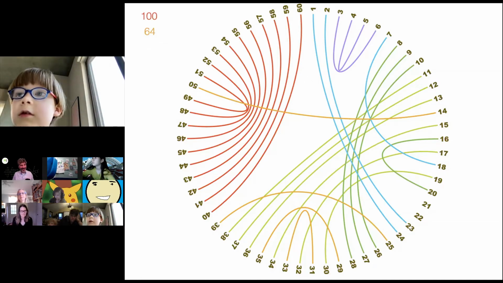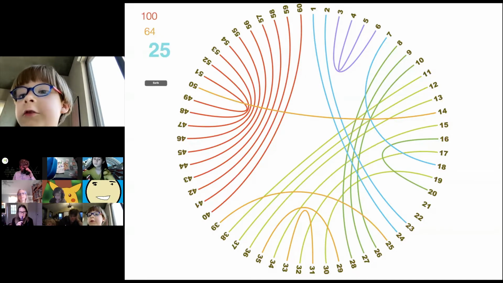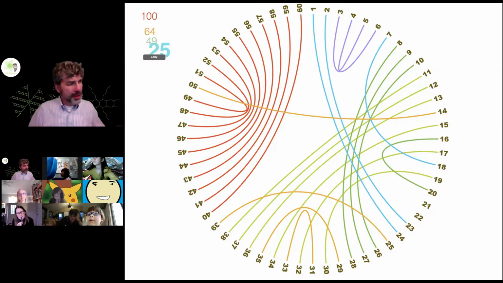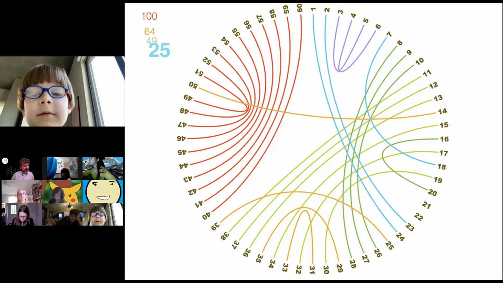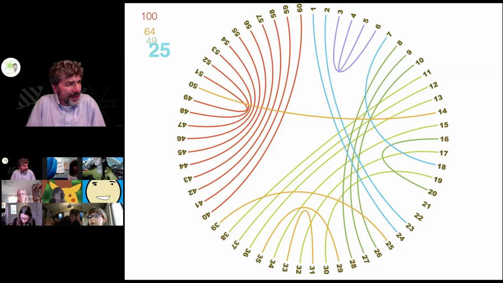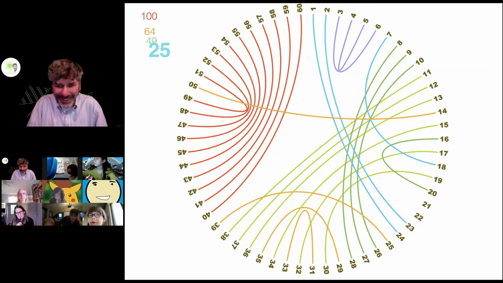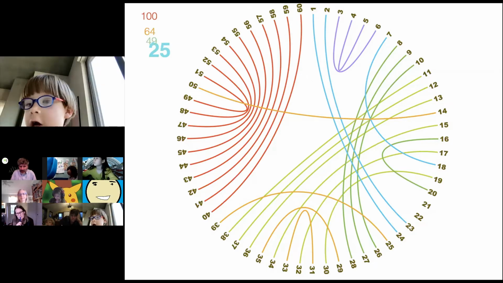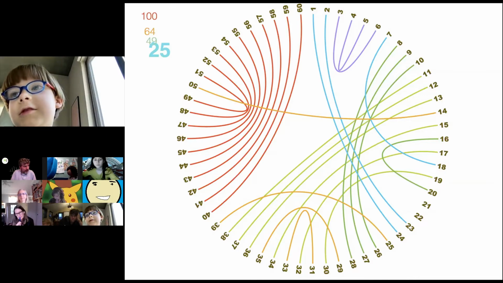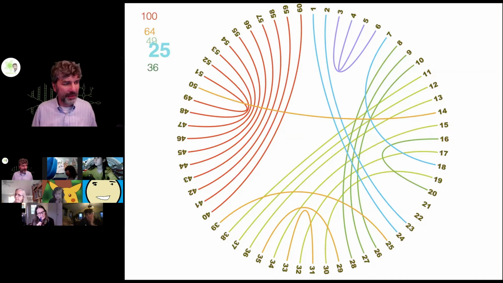Go for it, Oscar. I noticed that 21 and 22 are the only numbers that don't have a connection. Yes. So what do you think is going on with this universe? What's unusual about 21 and 22, Oscar? Do you have any ideas? Well, they don't have a connection. Yeah. And if they did, they'd have a line. Yeah, they look so lonely, don't they?